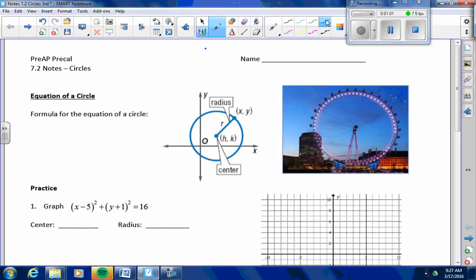x minus h squared plus y minus k squared equals r squared. The center of the circle is h, k.